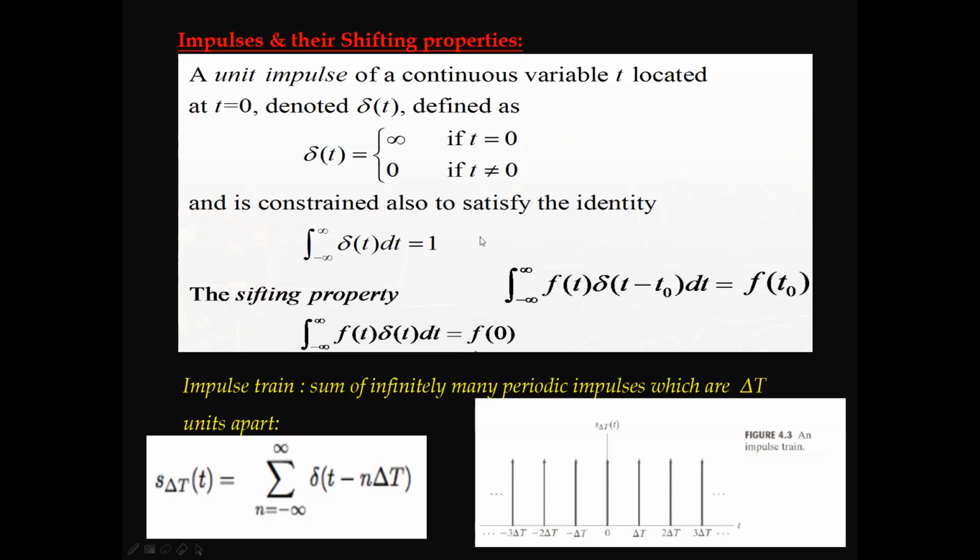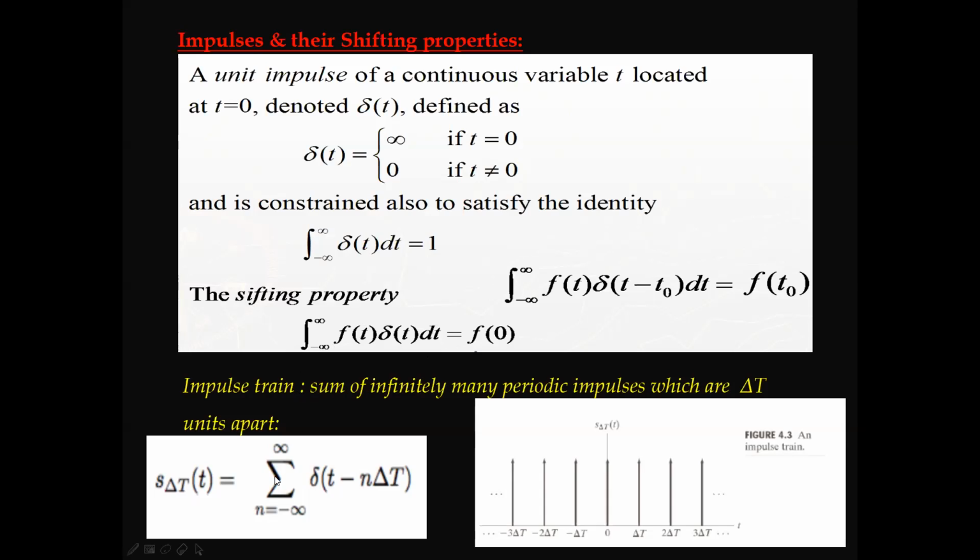And we can also perform a shifting operation on this impulse signal. The shifting property: integral minus infinity to infinity f of t into delta of t into dt equal to f of naught, or integral minus infinity to infinity f of t into delta of t minus t naught into dt equal to f of t naught. The impulse train generally is the sum of infinitely many periodic impulses which are spaced at delta t units apart.